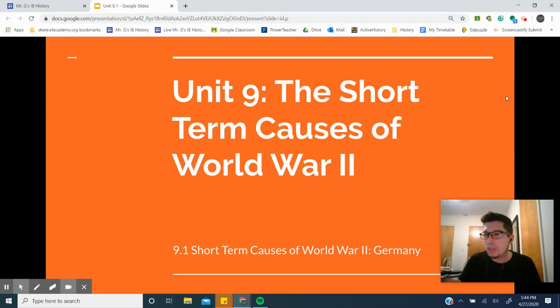So yeah, we're here. We're at the short-term causes. Germany is by far the most important one here. If you don't remember anything that goes on in Italy, it's not that big of a deal. Japan definitely has some repercussions, but in the grand scheme of things, if you can reflect back on the 10 steps, this whole unit is going to be broken down into 10 steps, this 9.1, the short-term causes for the war for Germany, if you can remember those 10 steps, you'll be able to accurately depict the short-term causes of World War II.